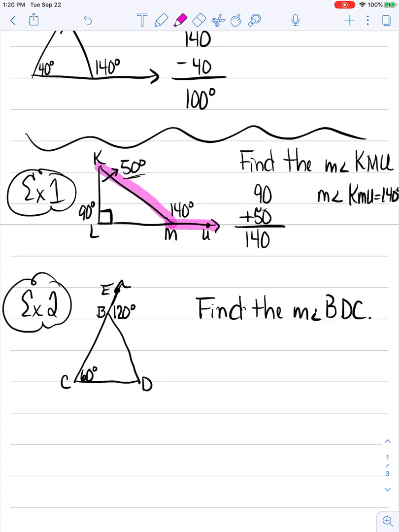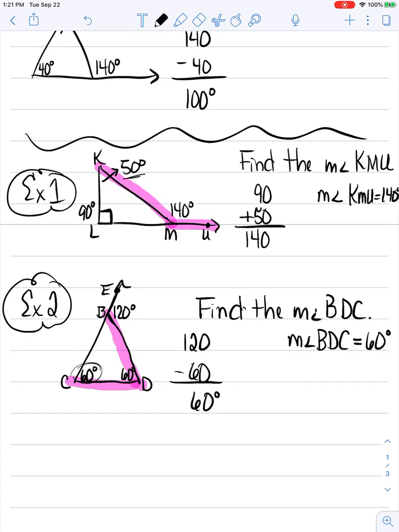So first I'm going to find BDC. Angle BDC. I noticed that BDC is one of my inside angles. Did they give me my outside angle? They sure did. See how it's outside the triangle? So this one I'll subtract. 120 minus the 60 degrees that they give me gives me 60 degrees. So the measure of angle BDC is 60 degrees. You're either going to add the two inside angles to get the outside, or you're going to take the outside minus the inside and subtract it to get the other missing inside angle.